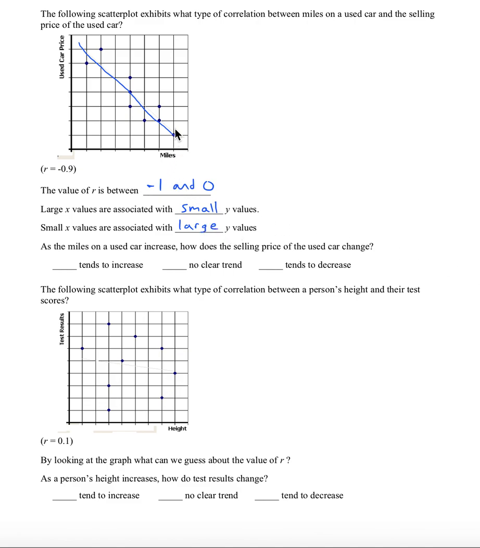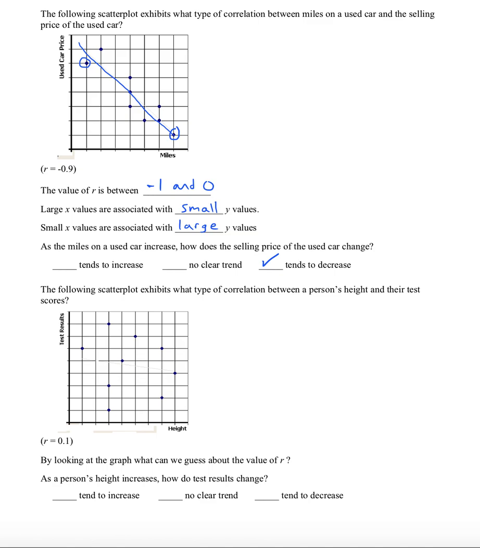So here, a car with many miles on it has a very low price. A car with a small number of miles on it has a very high price. As the miles on a used car increase, how does the selling price tend to change? According to this data, it tends to decrease.